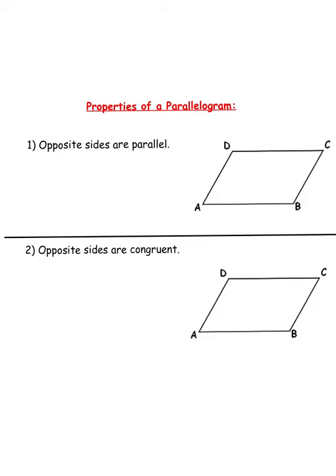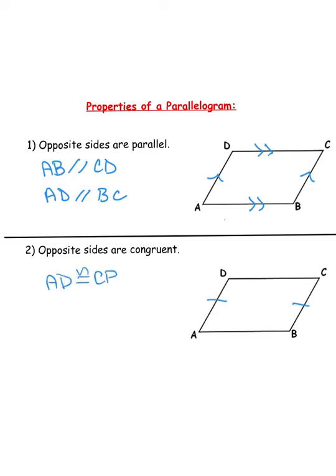So the first one is that the opposite sides are parallel. So this is parallel to this, and this side is parallel to this side. So we can say that AB is parallel to CD, and AD is parallel to BC. The second property is that your opposite sides are congruent. So we can say that AD is congruent to CB, and DC is congruent to AB.